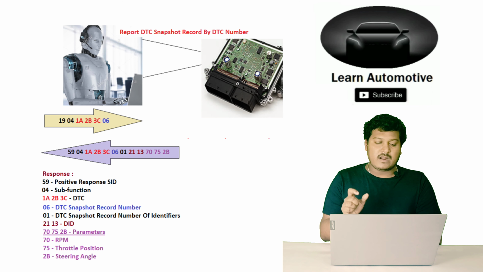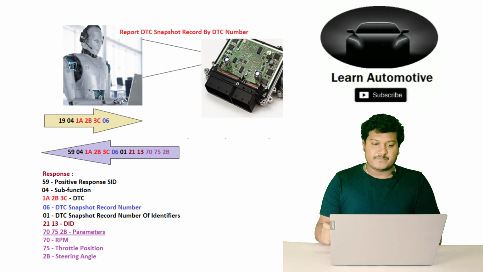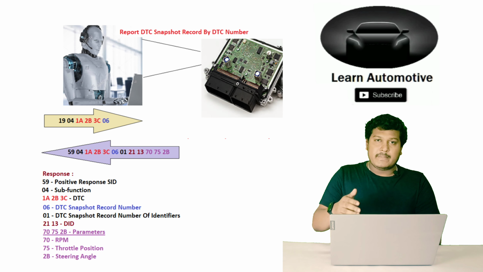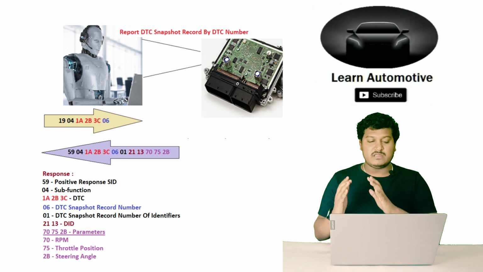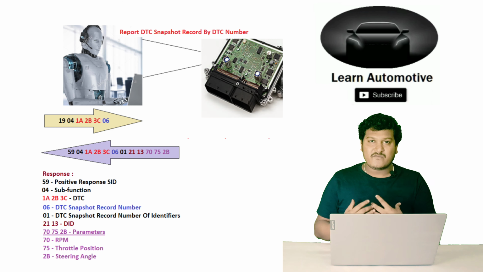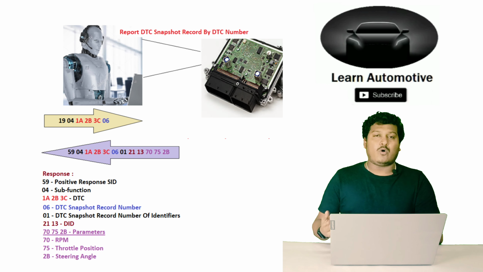These two we can consider. So this 21 and 13 is a data identifier. Why is this data identifier there? Because for the record that the ECU is going to send, we need the identifier, that is the data identifier. So the 21 and 13 is 2 bytes of data. All right, then 70 75 2B are the parameters. So these last 3 are the parameters, and these last 3 are the records that we are exactly looking for. Let's see what these records are.